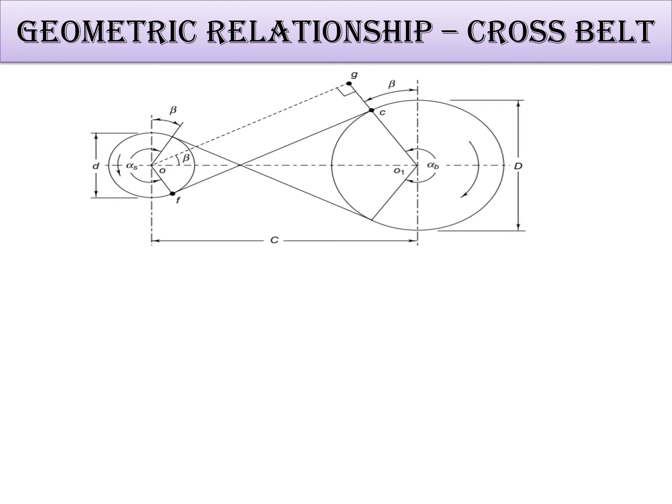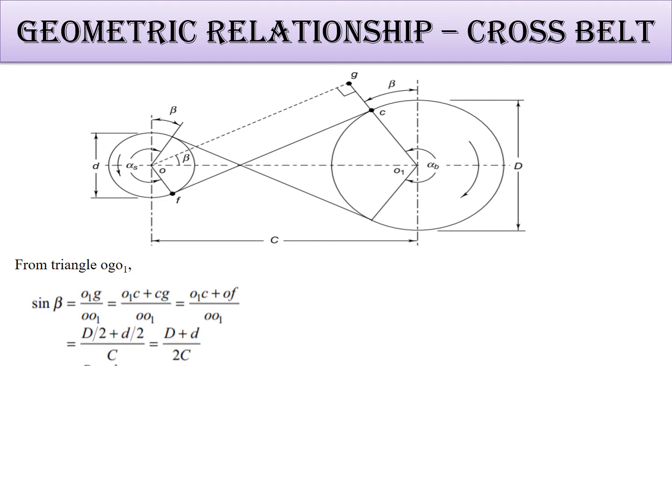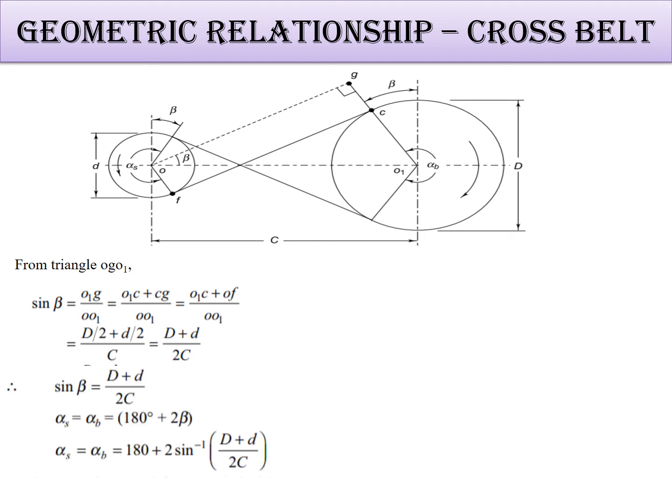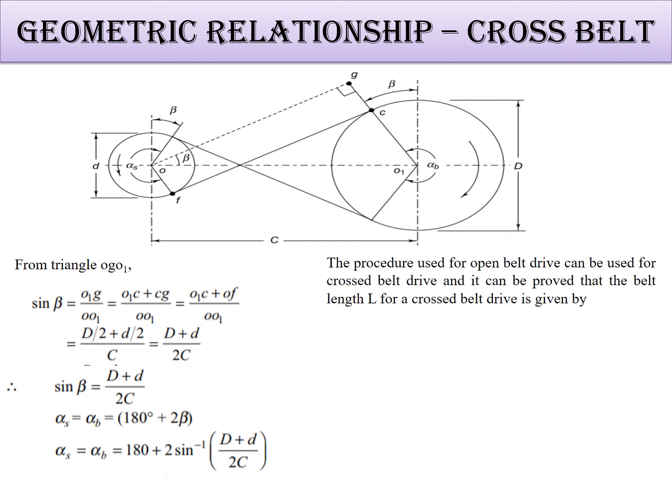Now the same thing for the cross belt. This is the cross belt. Now the belt length is increased here. So how to solve this? Here also we consider the same triangle OGO1, with O here, G here, and O1. Based on this triangle we get capital D plus small d by 2C. In the previous case we saw capital D minus small d. Here the addition is there because length is increased. So sine of beta is that, and the angle is 180 plus 2 beta. So here all addition signs are there.